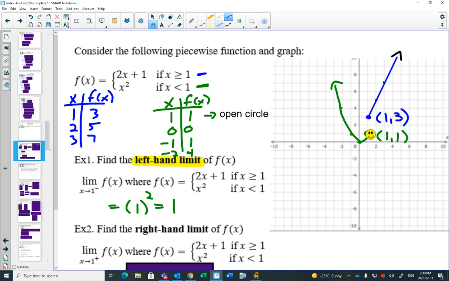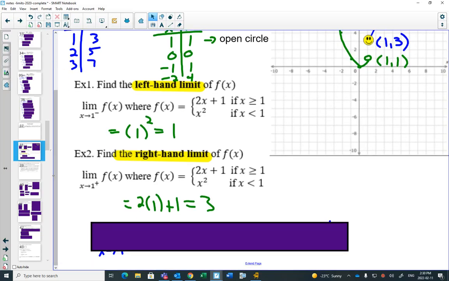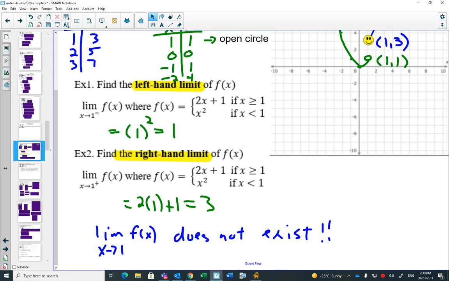The little plus sign is a right-side limit. This little plus sign here means if you were coming from the right side and getting closer and closer to 1, then your y values would be getting closer and closer to 3. But we say that the limit as x goes to 1 in this equation does not exist.